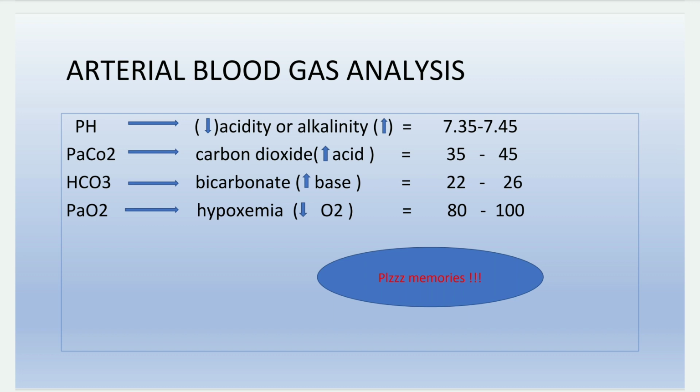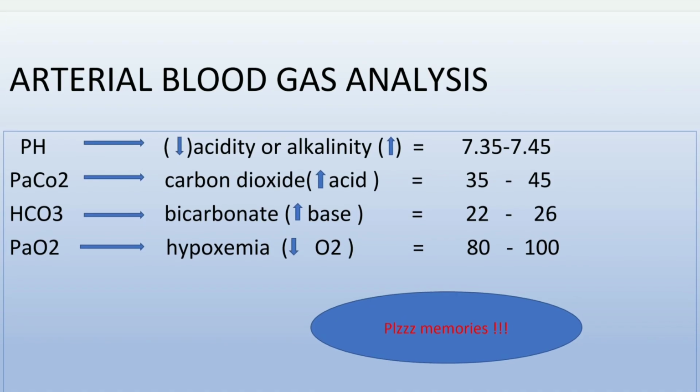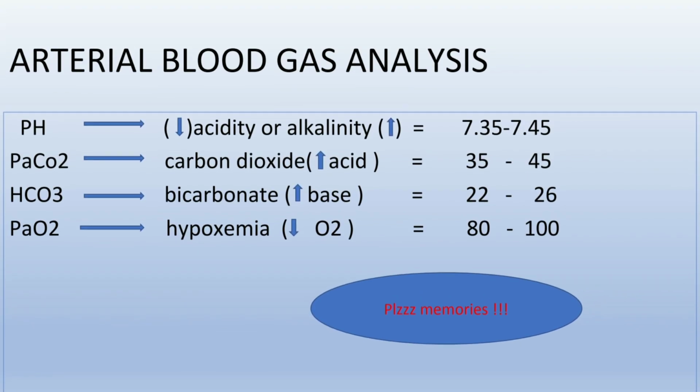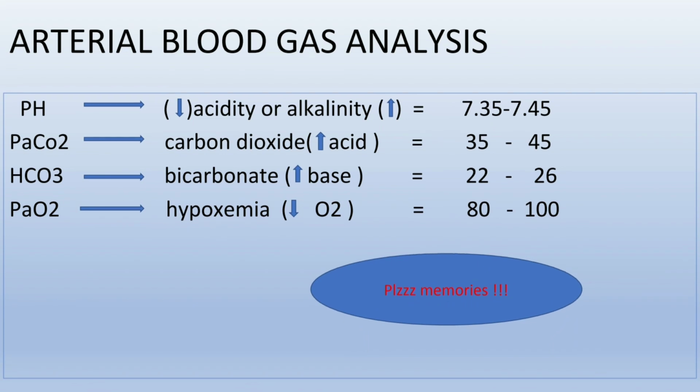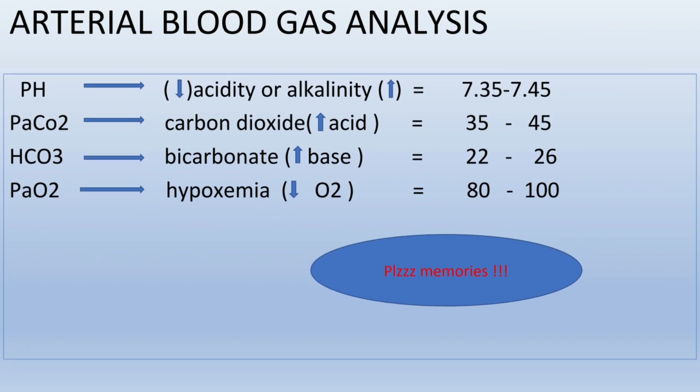Now, the pH. pH is the measurement of how acidic or alkalotic the blood is. Normal value for pH is 7.35 to 7.45. Let's talk about the significance later, but the second value is PaCO2, which is the measurement of carbon dioxide, and the normal value for this is 35 to 45. It is very easy to remember 35 to 45 as our pH is 7.35 to 7.45. You can just relate with that.